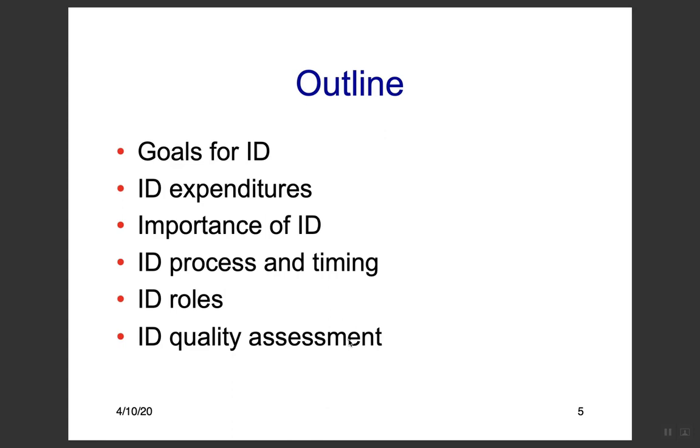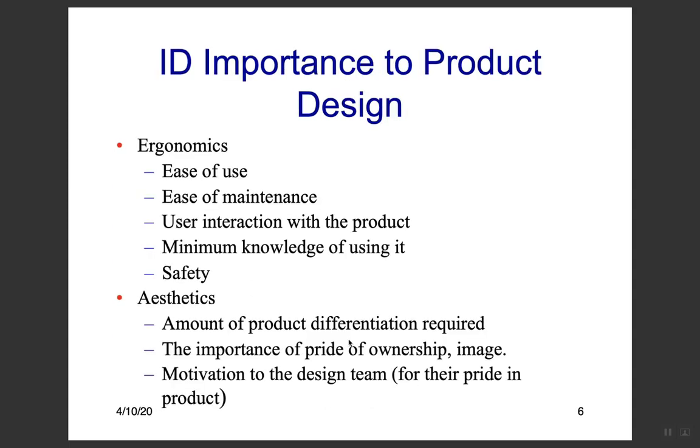So the outlines for today: we have goals for industrial design and expenditure, costing, right? And the importance of industrial design, process and timing, roles, and the quality assessment. So basically, guys, this chapter is a kind of repetition and also refinement of the one that you have done in chapter 2.